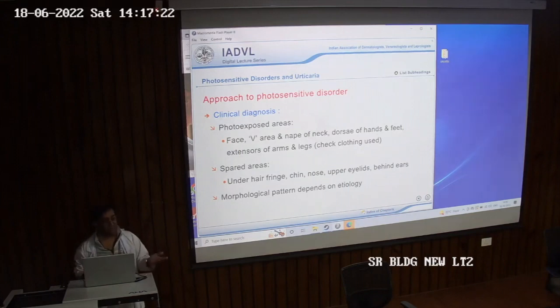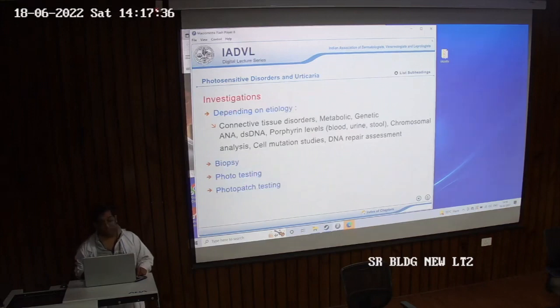Because for that reason, you have to tell them to wear closed, covered shirts. Spared areas include under hair fringe, chin, nose, upper eyelids, behind ears. Morphological pattern depends on etiology. Investigations are done depending on etiology.